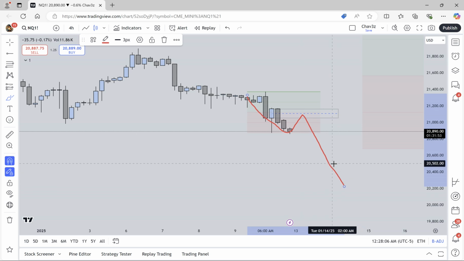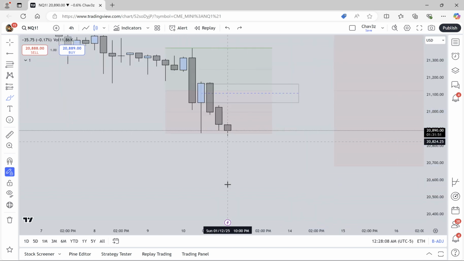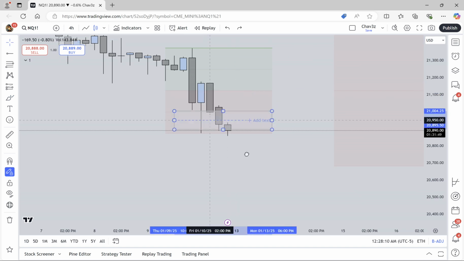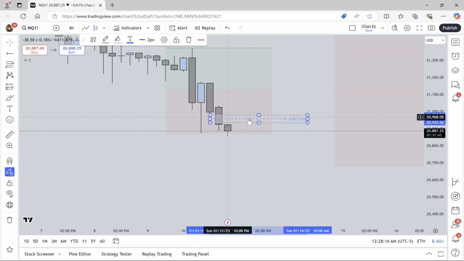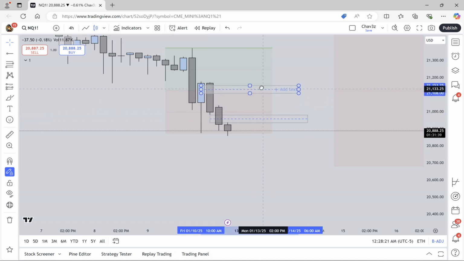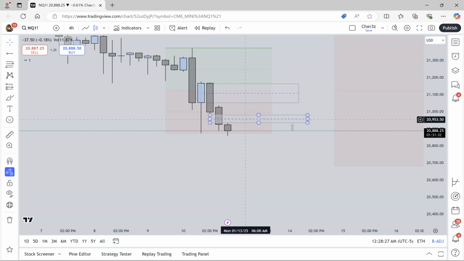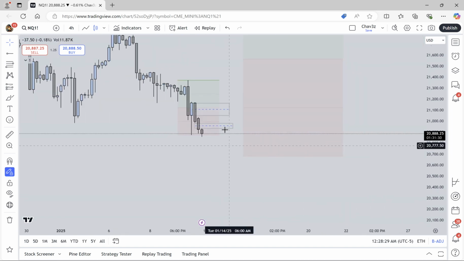So for me, market structure makes sense to map out this specific higher time frame PD array. Yes, we want to assume, like we just mentioned, that this is going to hold, but we also have this order block that could potentially hold price lower.